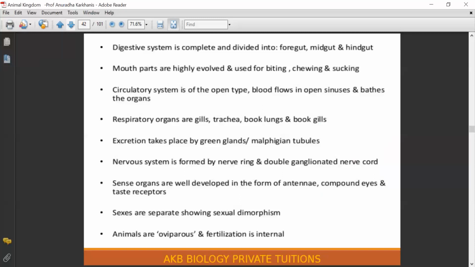Mouth parts are highly modified and used for biting and sucking. So the mouth parts are modified accordingly. Circulatory system.